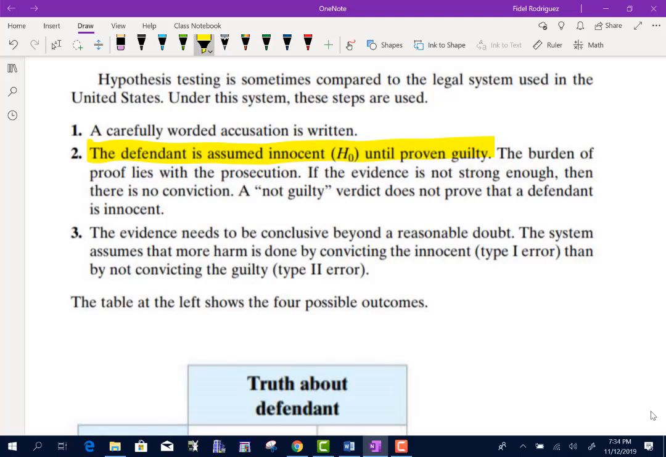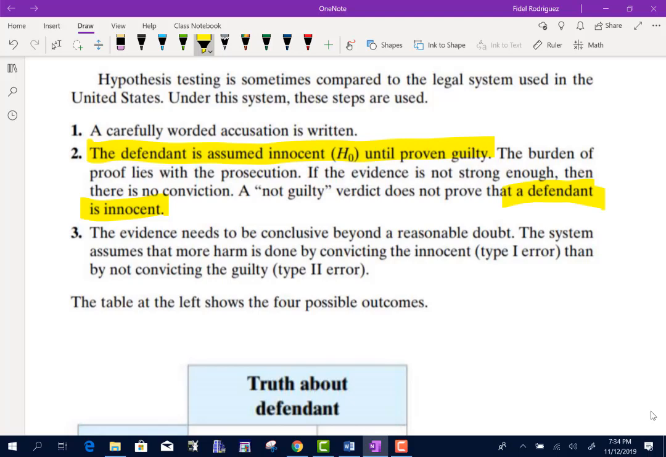Okay, so it says the burden of proof lies with the prosecution. If the evidence is not strong enough, there is no conviction. A not guilty verdict does not prove that a defendant is what? It doesn't prove that I'm innocent, right? So guys, if I go to trial, and at the end of the trial, the jury or the judge says, not guilty, it doesn't mean that I'm innocent. It just means that they didn't do their part in proving my guilt. Does that make sense? Okay.